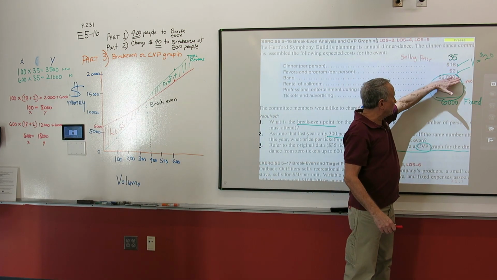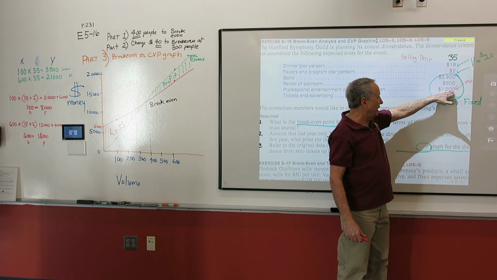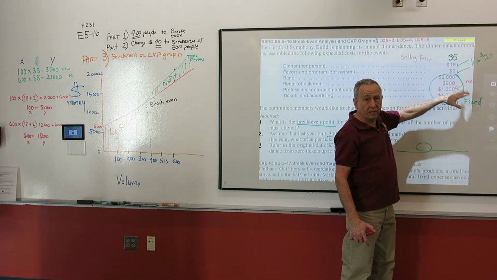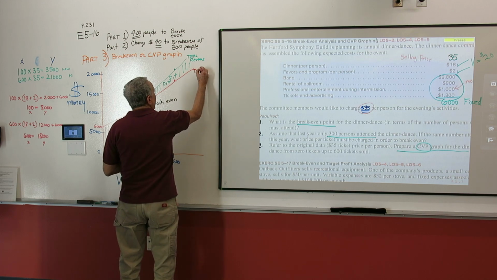Even if no one comes, we're going to have to spend $6,000 on the band, the ballroom, the entertainment, and then on the tickets and advertising. So really, again, you see the total cost. Oh, by the way, I should have labeled this. This is the total cost line.